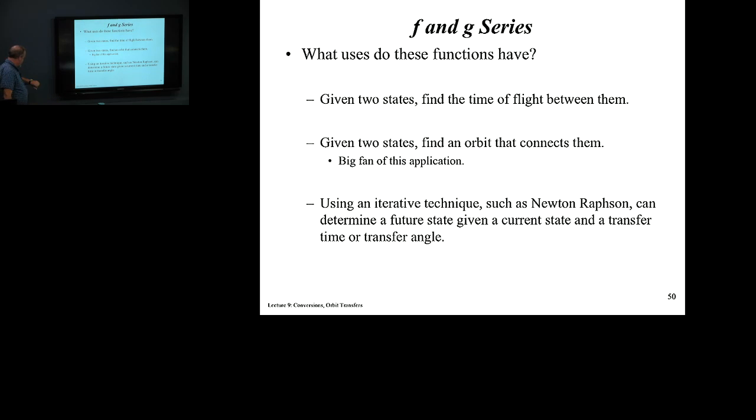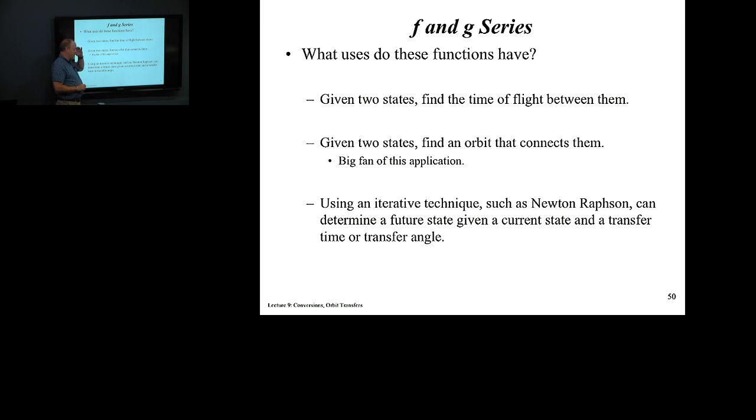So last thing, and then we'll let you go. What are these f and g series? What uses do these functions have? A couple of different things. One is, given 2 states, so given 2 positions and velocities, you could use this to find the time of flight between them. Also, given 2 states, you could use this to find an orbit that connects them.